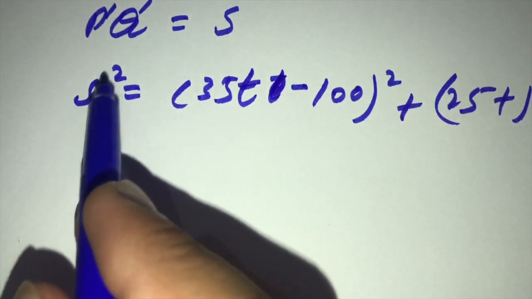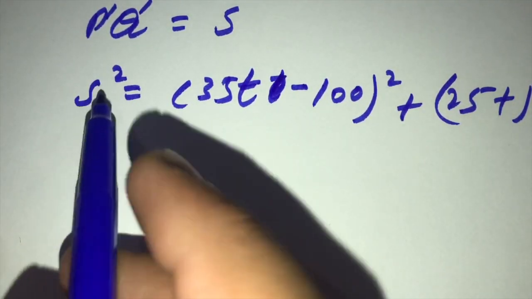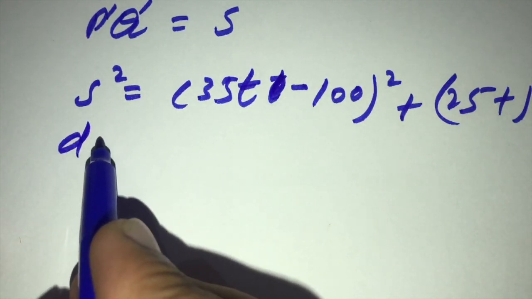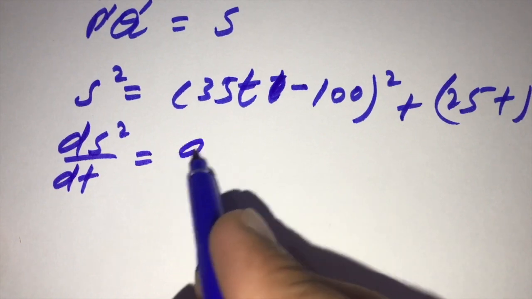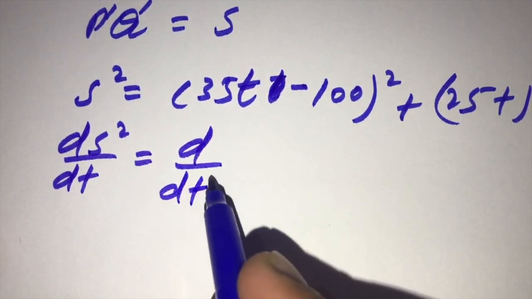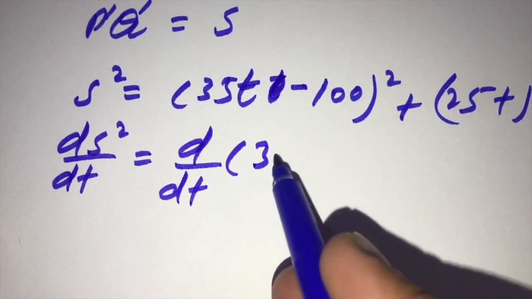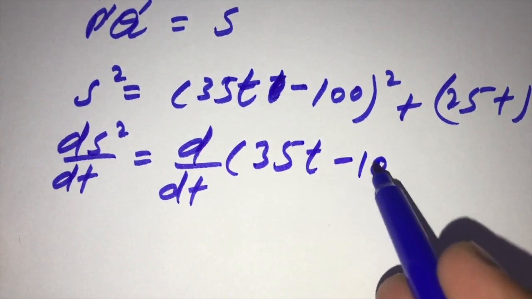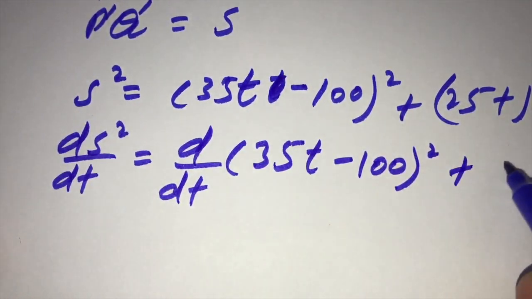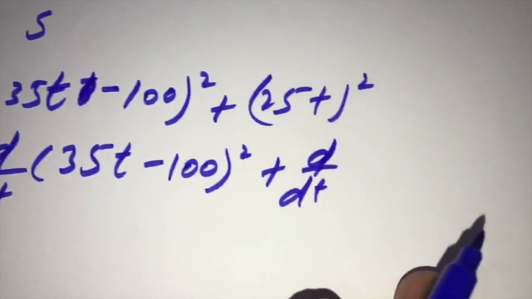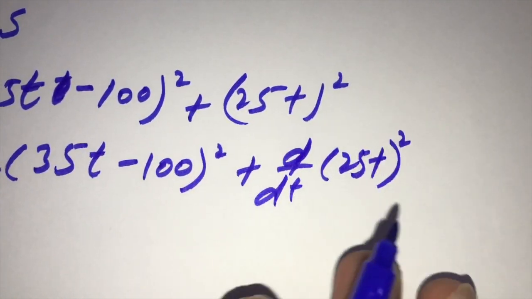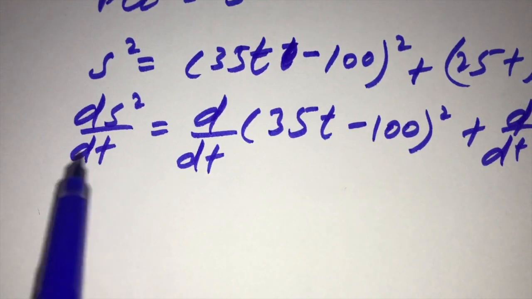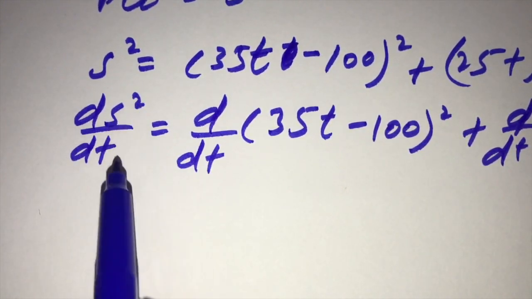When we take the derivative of s squared with respect to t, we take the derivative on both sides: d over dt of (35t minus 100) whole square plus d over dt of (25t) whole square.